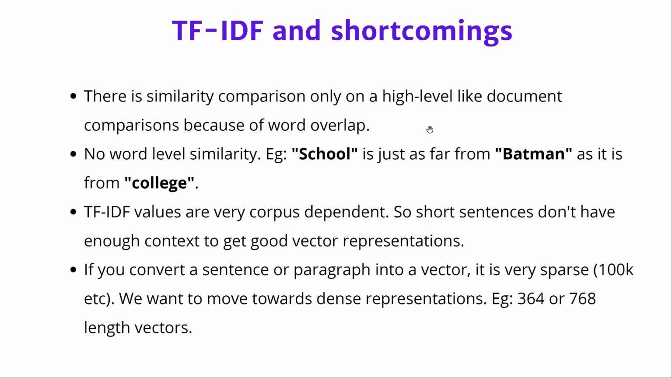You can see that our immediate goal is to move away from just word frequencies, but rather capture word distributional semantics. That means which words co-occur with each other and what words come in similar contexts, etc. Because we want to be able to compare school with college and say that these two are closer together when compared to Batman. And the other thing is that we need to move away from this sparse vector representation and come to dense vector representations.